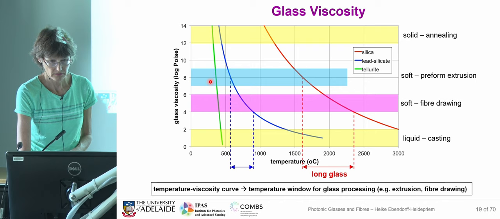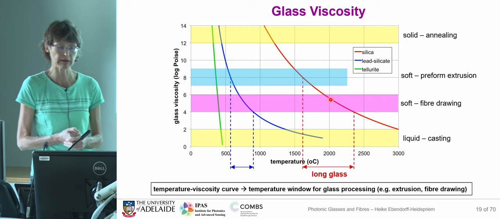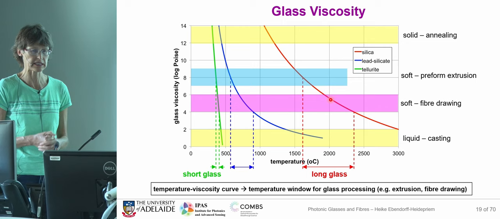Such glasses, where the viscosity does not change much with temperature, are called long glasses. The soft glasses are so-called short glasses, because the temperature window for certain processes like extrusion is very small.